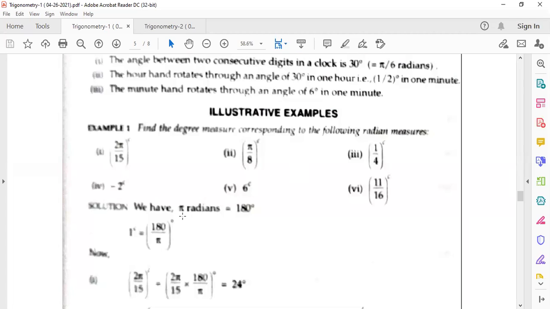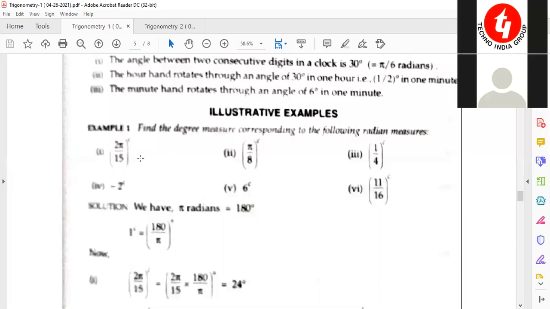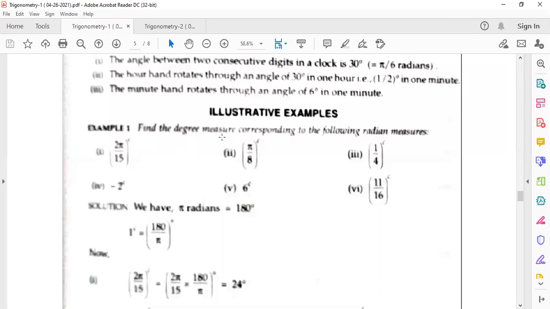Excuse me for interruption. So look at here, find the degree measurement corresponding to the following radians. तो यहाँ पे रेडियन दिया हुआ है, रेडियन से हम लोग को कन्वर्ट करना है डिग्री में. रेडियन से डिग्री में कन्वर्ट करना है.